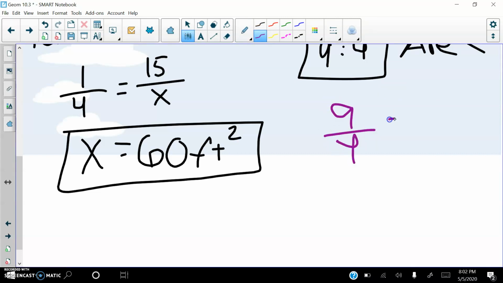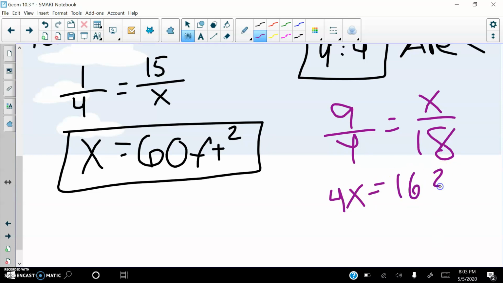9 to 4 equals x to 18. If I cross multiply, 4x is equal to 162. x comes out to be 40.5 centimeters squared.